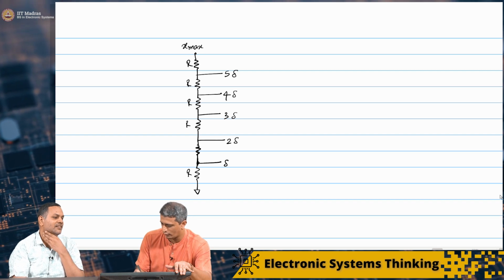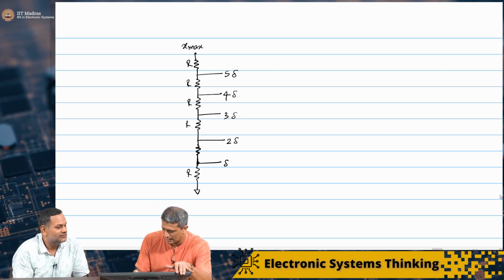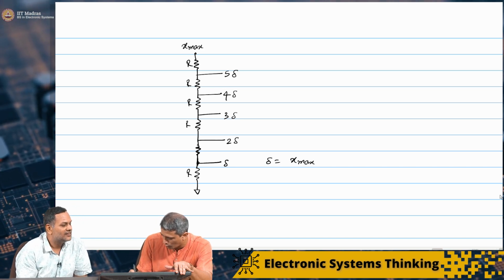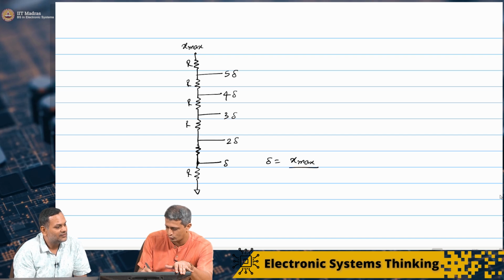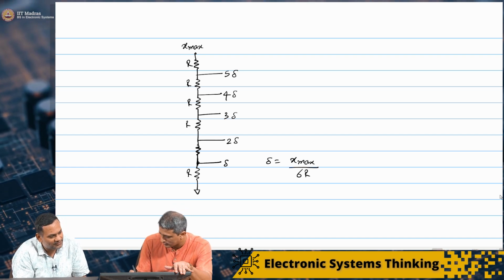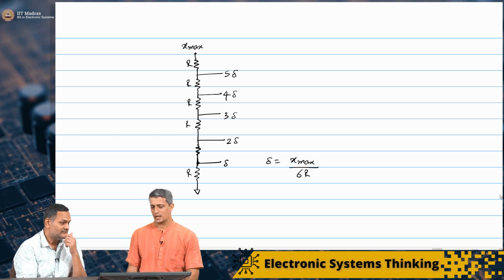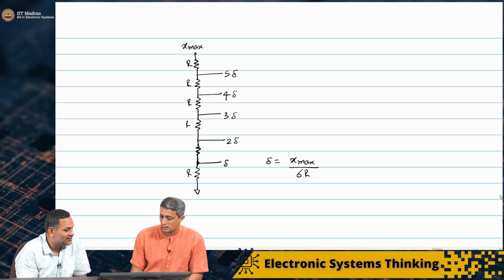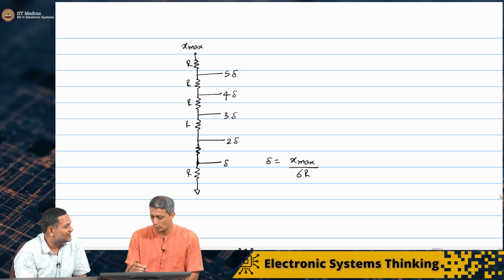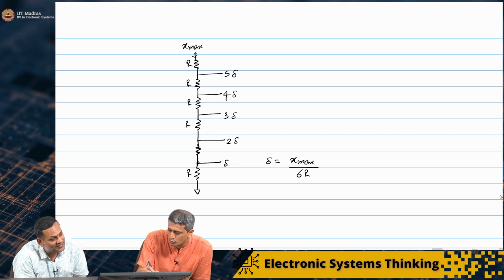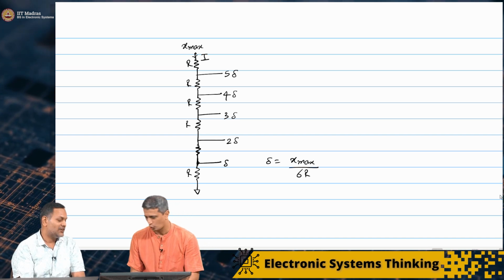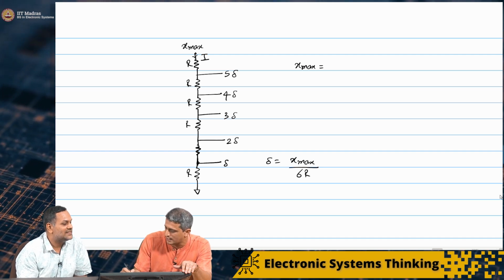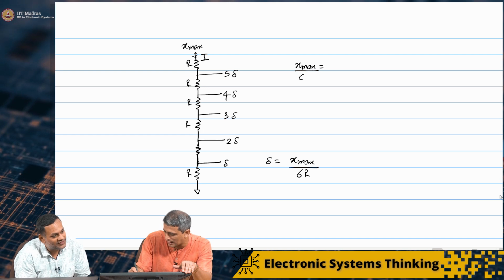Here we have shown it only for say 5 levels. And what is delta? It is equal to X max voltage divided by 6R, that is the current. Now I will need to multiply this with the resistor R to give delta. So you assume that the current is I through each of these, which means X max by 6R is the current.